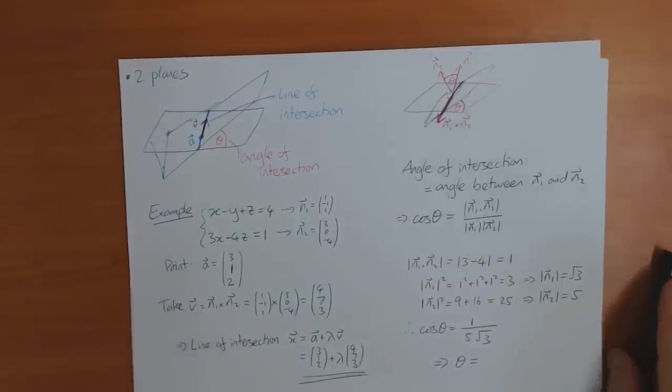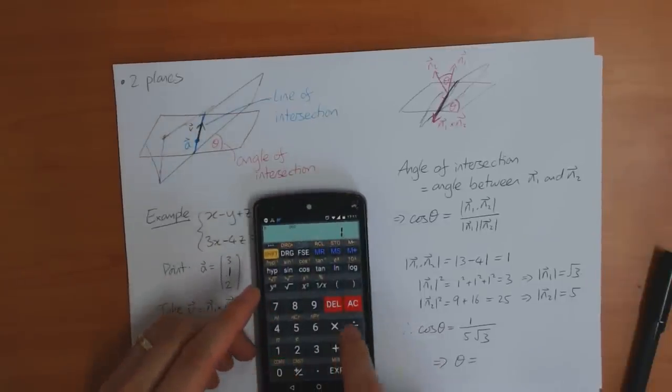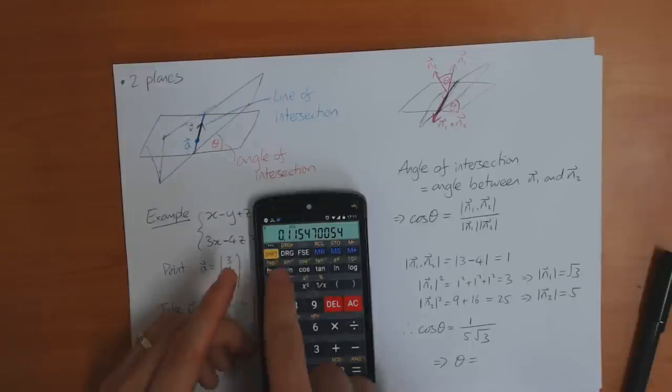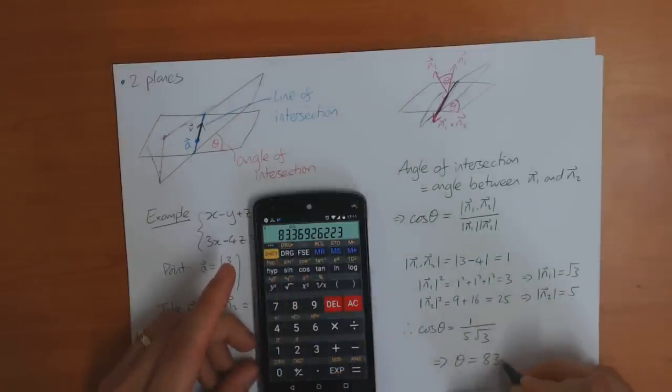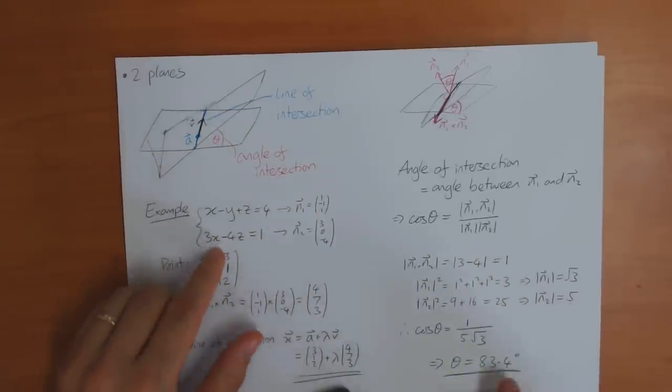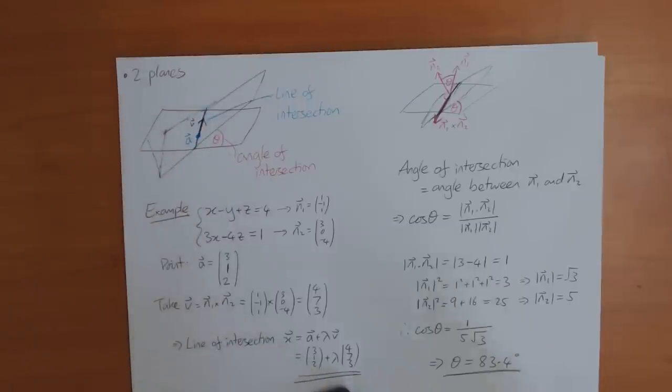If you want, work that out on the calculator. And here's my calculator. You will get 1 divided by 5 divided by square root of 3 is that, and inverse cos gives 83.4 degrees. So the angle between these two planes here is 83.4 degrees, and the line of their intersection is given by this.